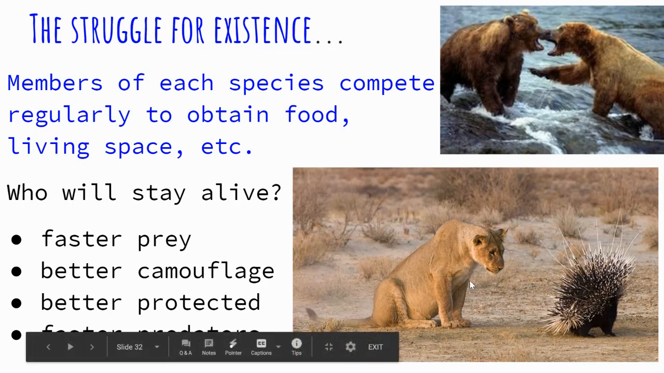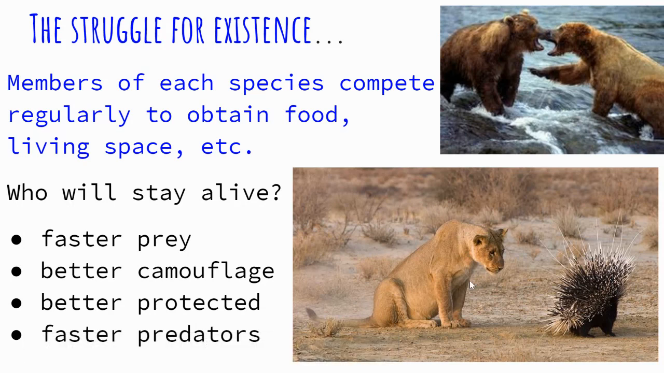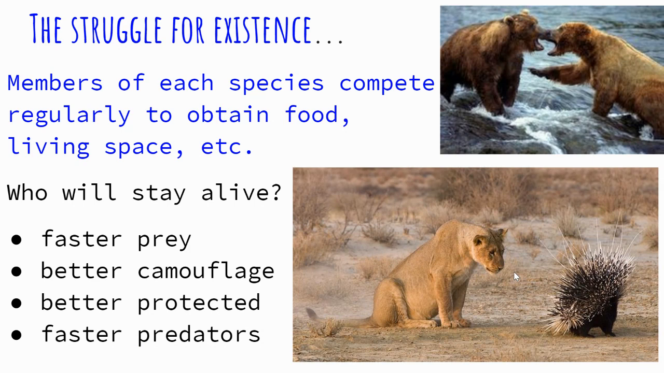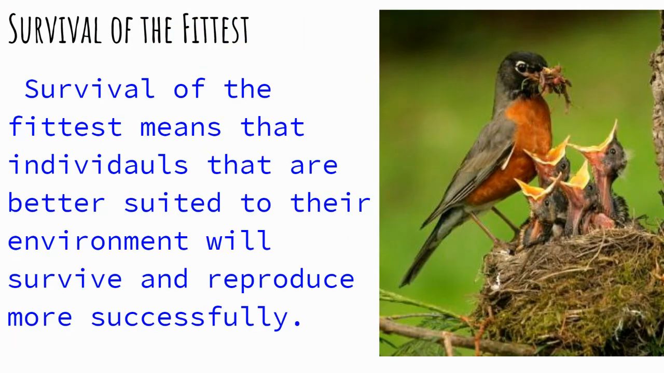Here, the lioness is trying to find a meal, and only the fittest porcupines are going to survive, the ones that are going to intimidate her and make her not want to eat the porcupine. So that's a struggle for existence. There's a lot of different pressures, and species must compete and deal with those pressures in order to stay alive and eventually reproduce. Only the fittest will survive.